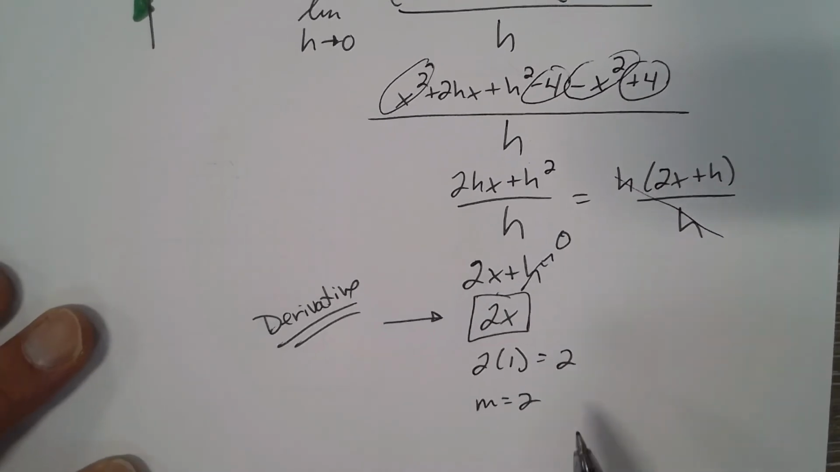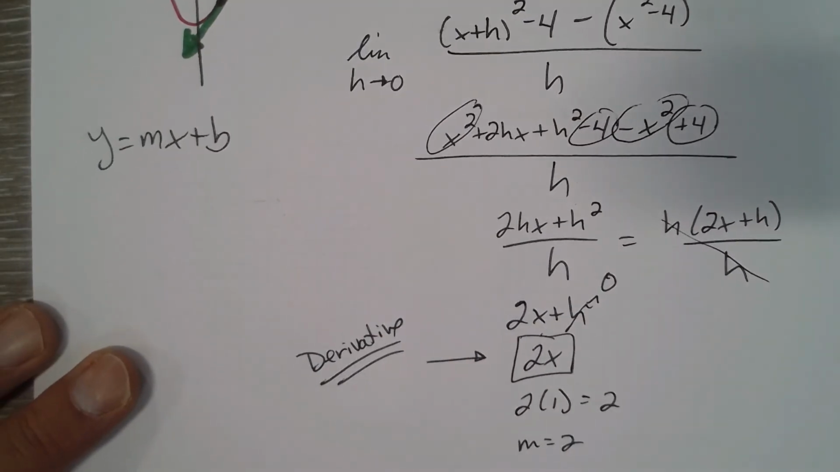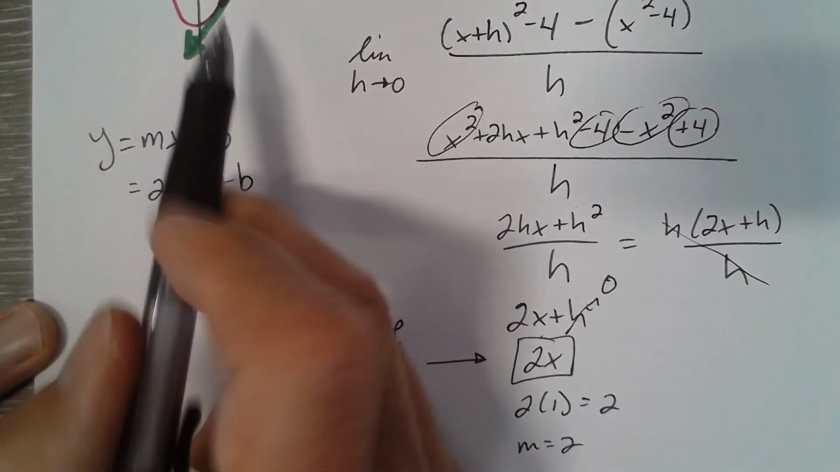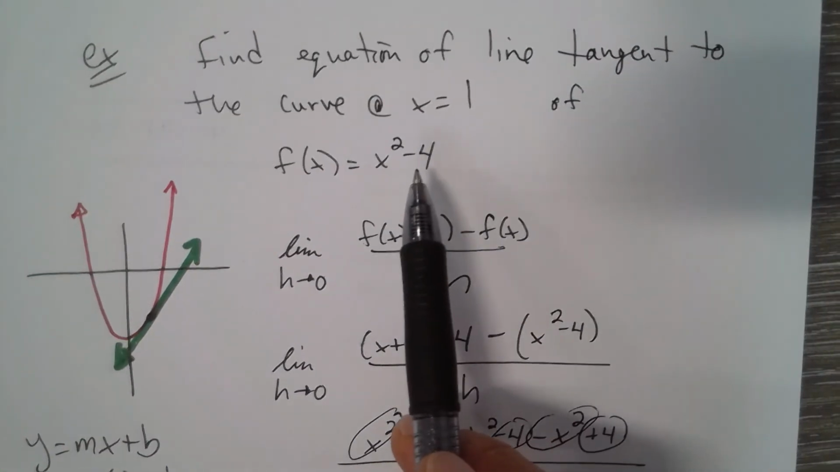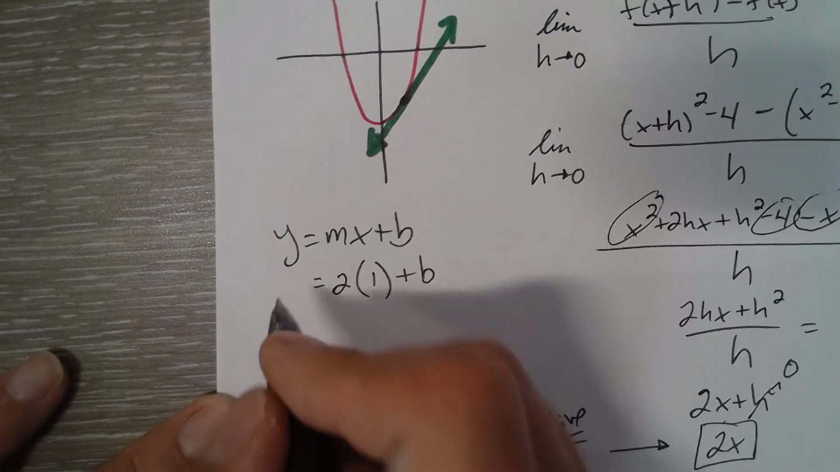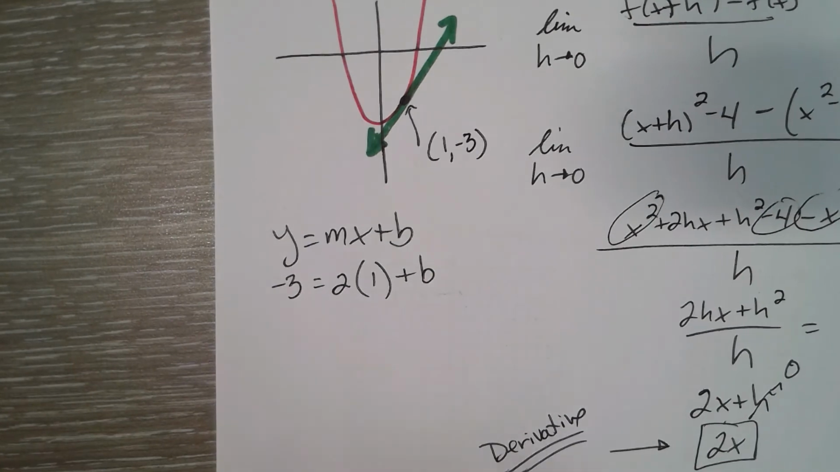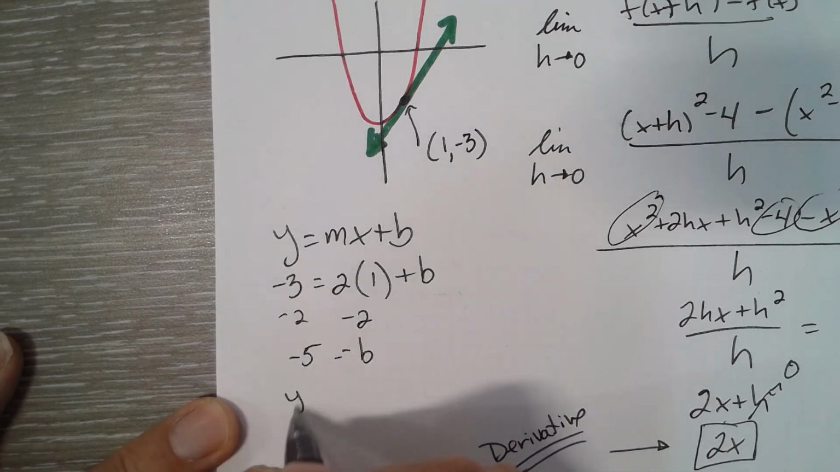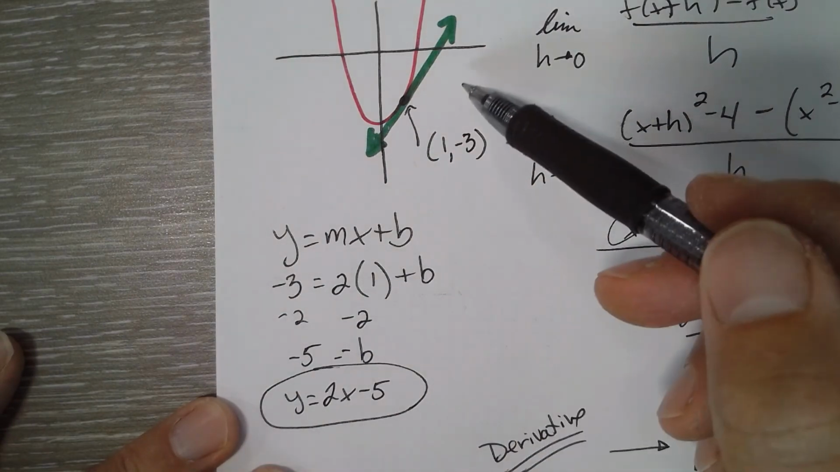So what we got is our slope of 2. y equals mx plus b. My m is 2. My x is 1, and we don't know what our y is, so we need to know the y value there. You could plug 1 into our original equation, and we get negative 3. So plug 1 in for x, I get negative 3. So this ordered pair right there is 1 comma negative 3. So with our slope and our ordered pair, we can solve. So b is negative 5. So the equation of the green line is y equals 2x minus 5. Seems like a reasonable answer. y equals 2x minus 5.